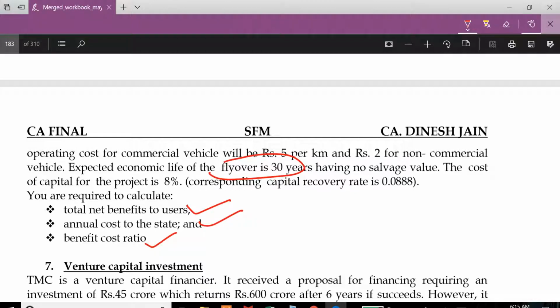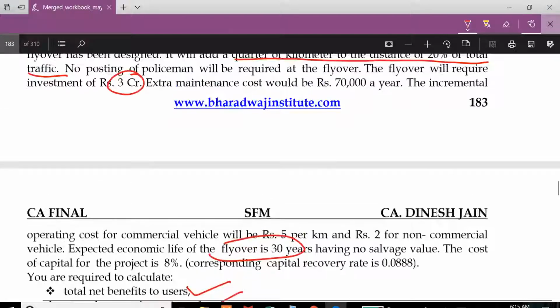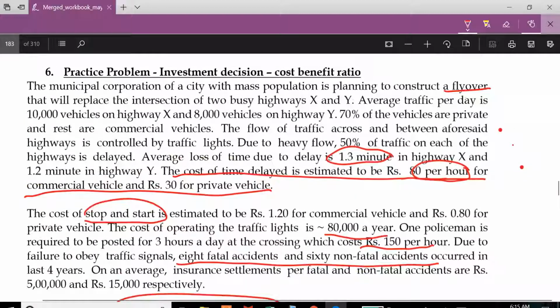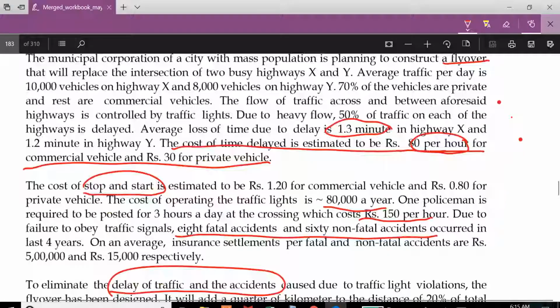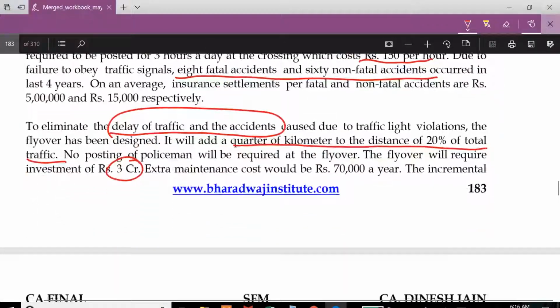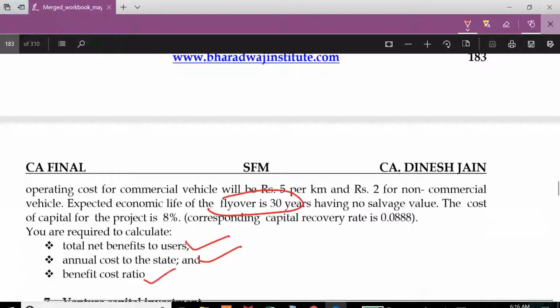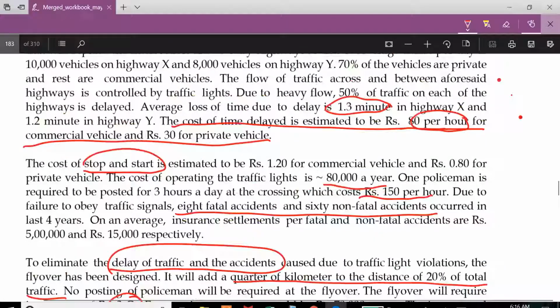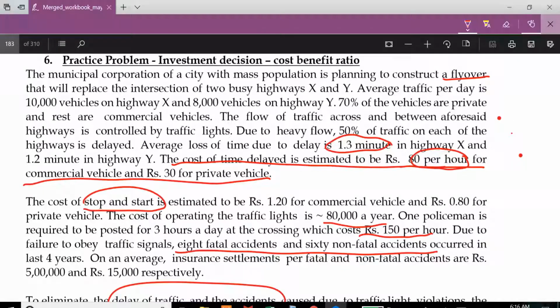Now, the flyover is going to cost 3 crore rupees for this municipal corporation. The benefit of this will not come to the municipal corporation. The benefit of this will come to the users of them, because this 3 crore is the funds which they have collected from users in different form. Now, what we are required to find is how much benefit the users are going to get, how much is the annual cost to the state, and what is the benefit cost ratio. These are the 3 terms they have asked. Let's first understand from a user point of view what benefit they are going to get.